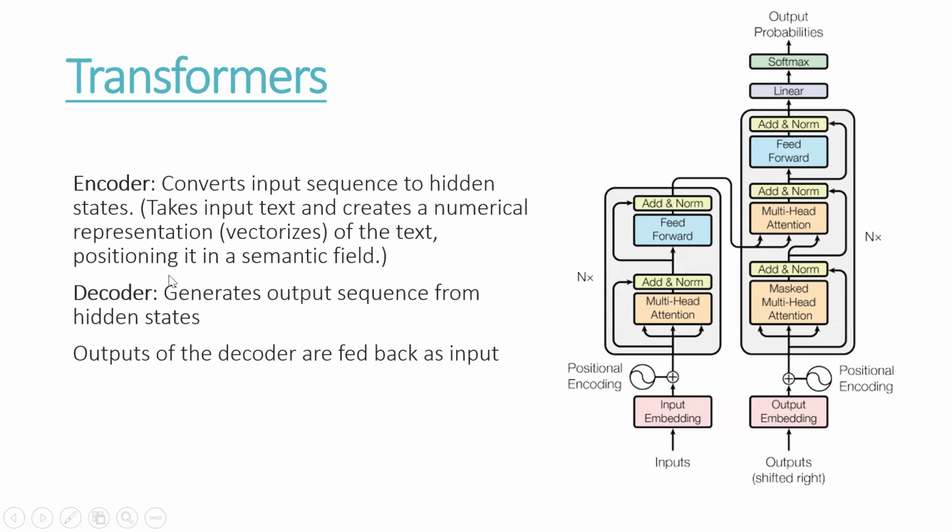So this is the architecture. You have the encoder, the decoder. This is the input. This is input embedding, where our words are converted into vector form. This is positional encoding, which helps us retain the sequence of the words in a sentence. This is multi-head attention, where a single sentence is understood from different perspectives.